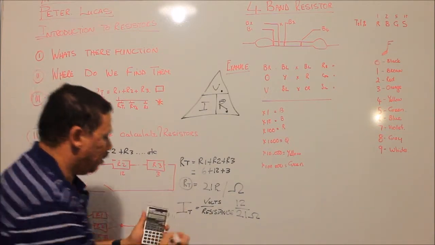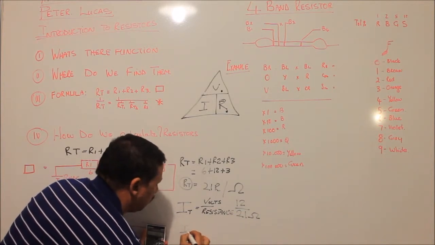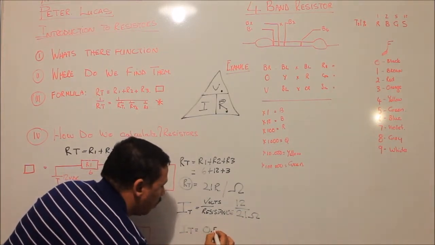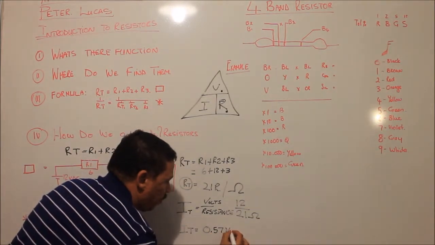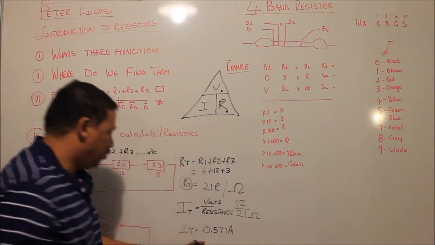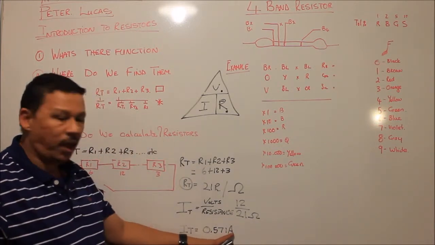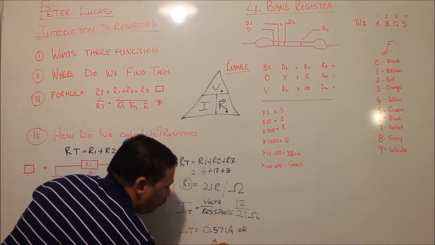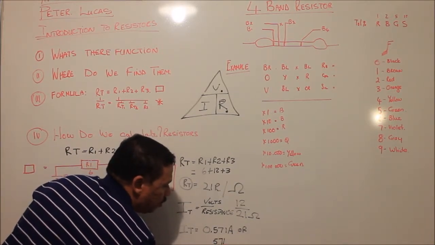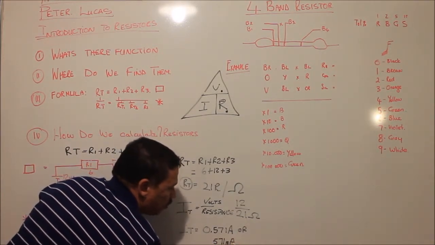That gives us a total current of 0.571. So that's 0.571 amps, or it can be written as 571 milliamps.